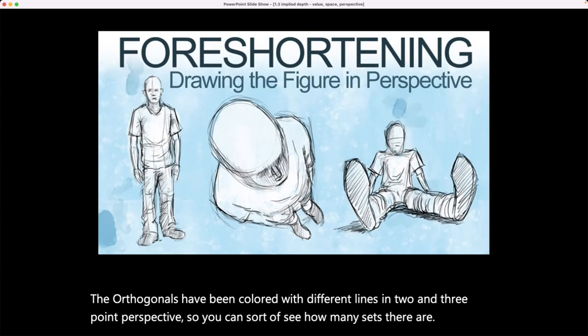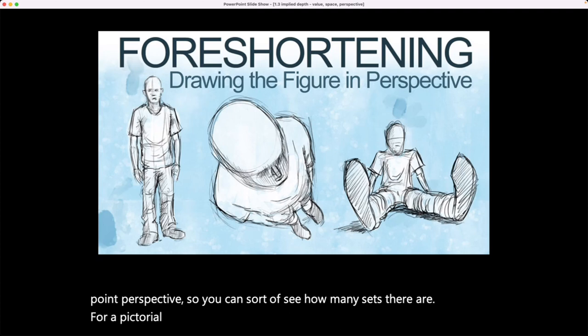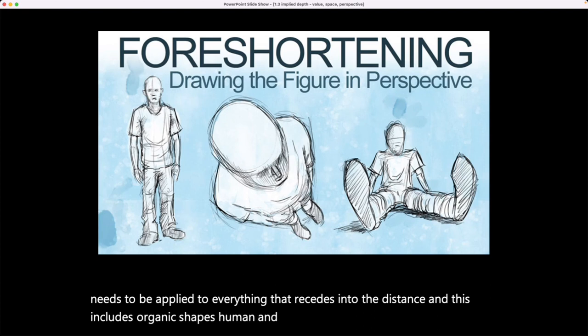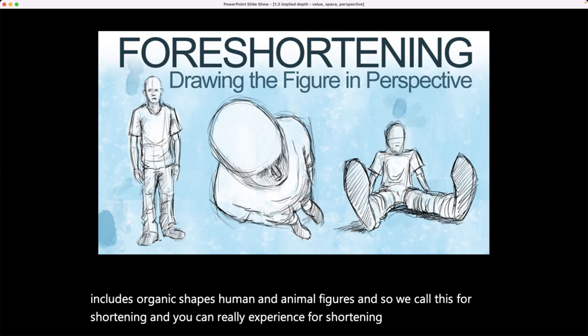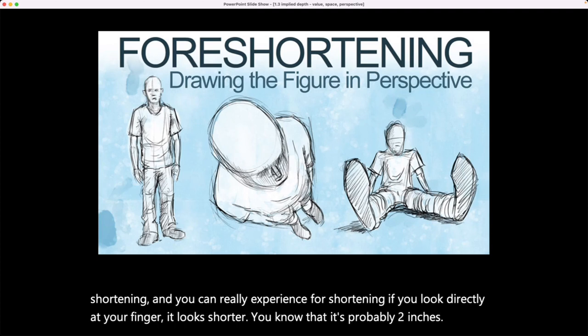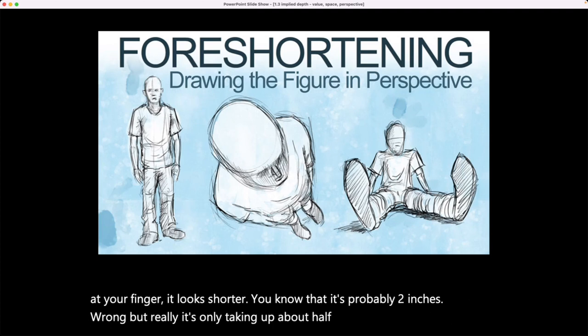Now, for a pictorial space to be consistent, the logic of linear perspective really needs to be applied to everything that recedes into the distance. And this includes organic shapes, human and animal figures. And so we call this foreshortening. And you can really experience foreshortening if you look directly at your finger. It looks shorter. You know that it's probably two inches long, but really it's only taking up about half of an inch of your visual space. So it's distorted.